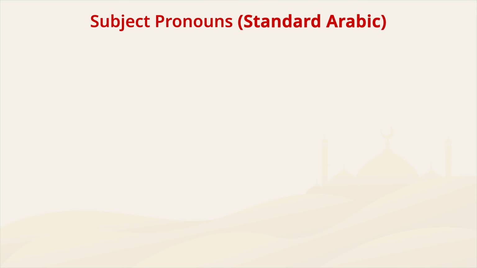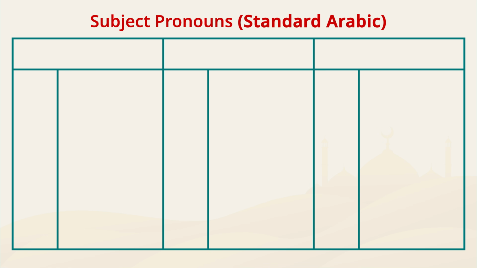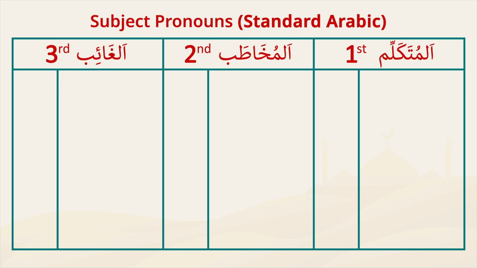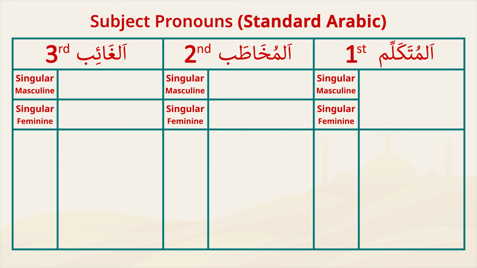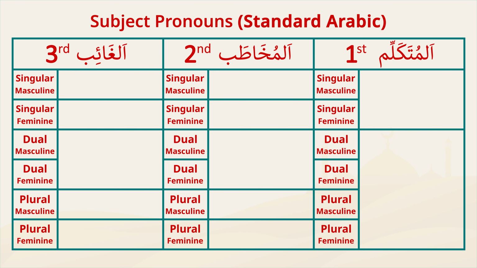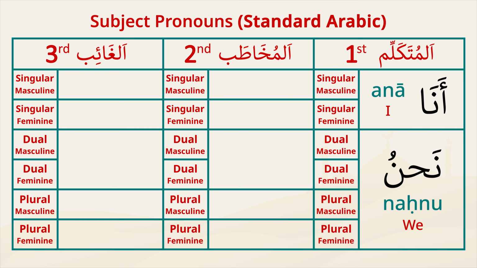Okay, I borrowed this table from the grammar course on my channel. In Standard Arabic, we have 3 persons, as you know. First person, متكلم. Second person, مخاطب. And third person, غائب. Under each one, we have the 6 classifications we have mentioned earlier. For the first person, we have only 2 pronouns: أنا for both singulars and نحن for both dual and plural.